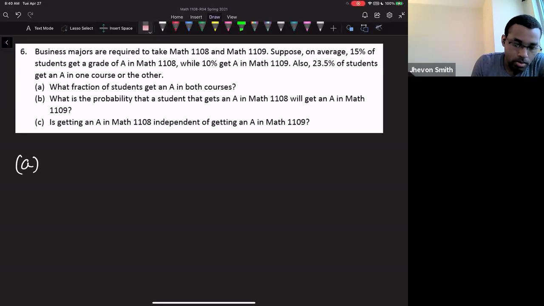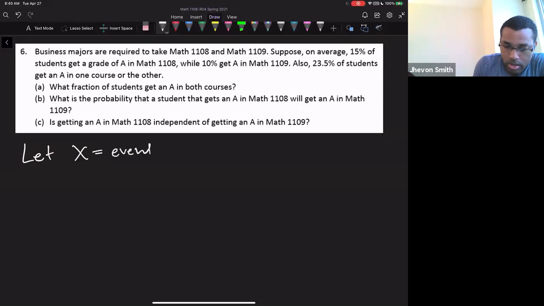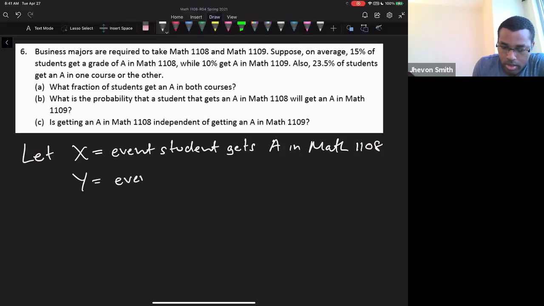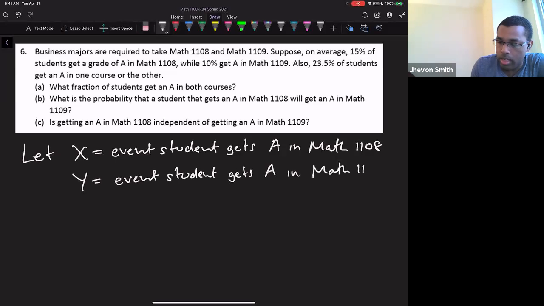So let's do something here. Let X equal the event student gets an A in Math 1108. Y equals the event student gets an A in Math 1109. Of course, we know one of the first things we want to do with a probability problem is just to set up our events, our variables.